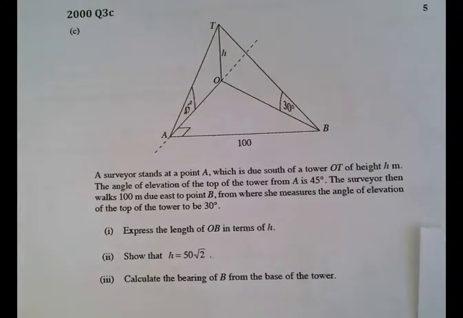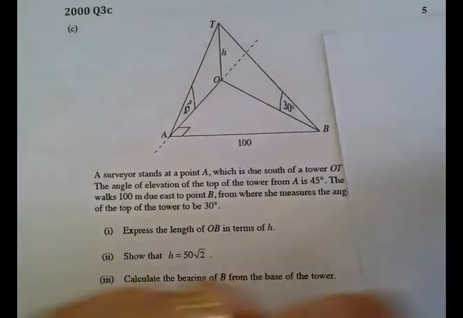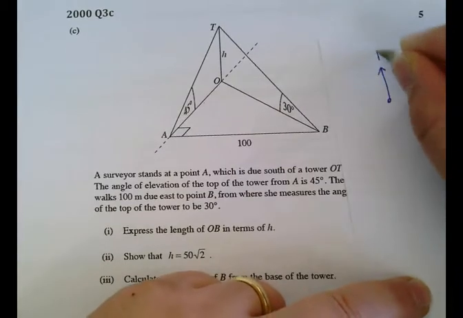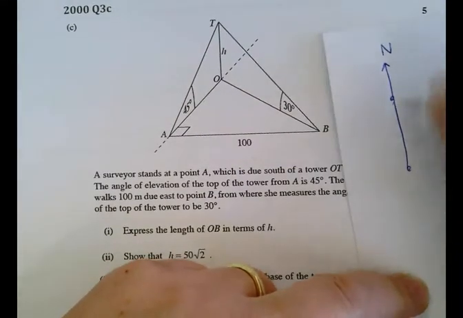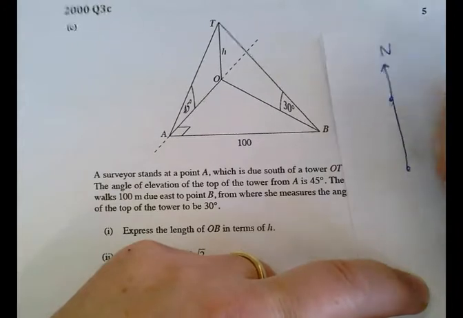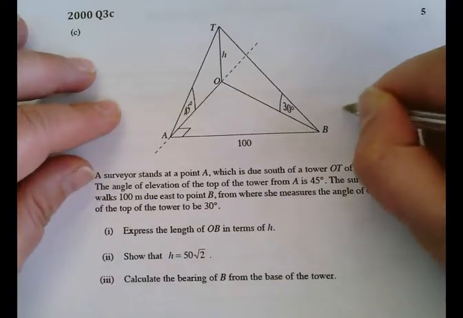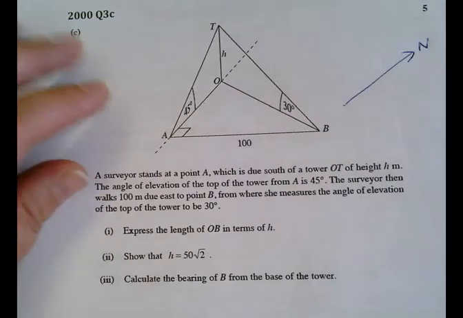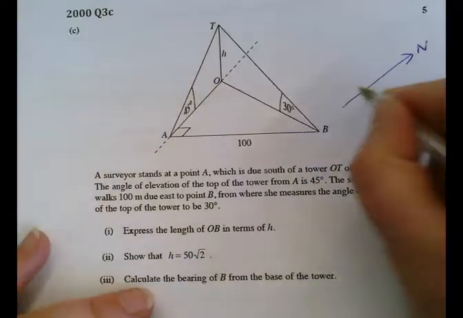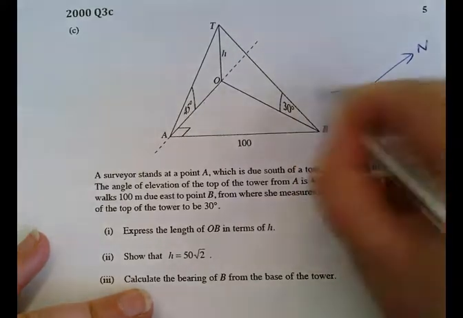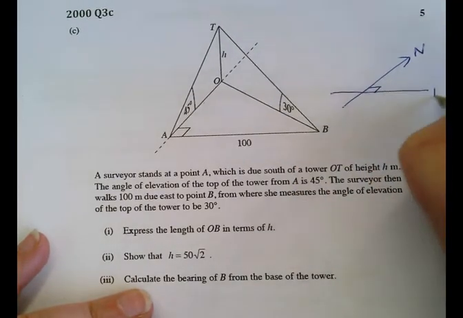Otherwise, it looks silly. If I've got north here and then something else is due south of it, I can't then show the angle of elevation to it. So it's really important here. You must draw north on a 45-degree angle, and your east must run horizontal. So this is a right angle.